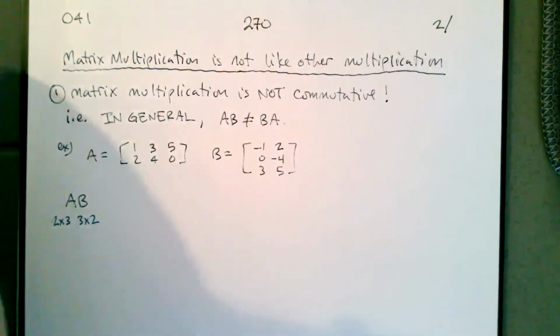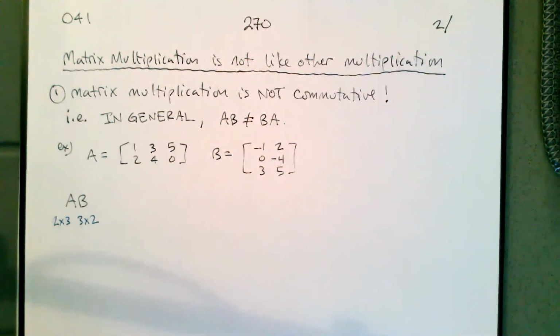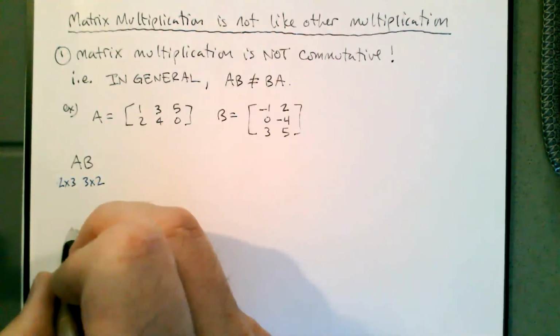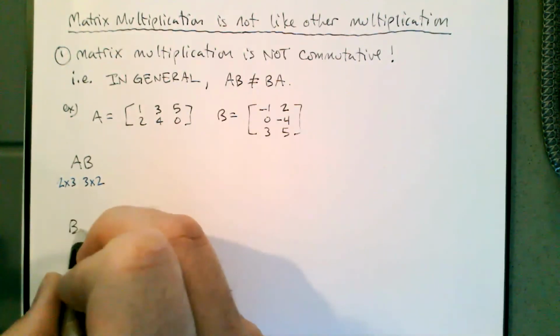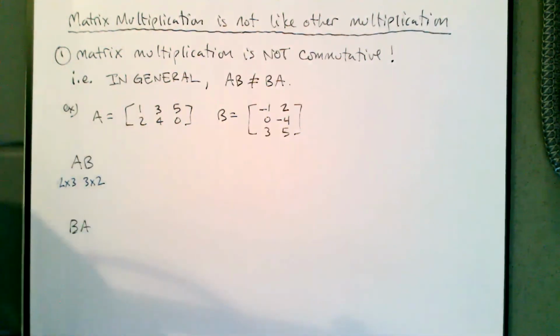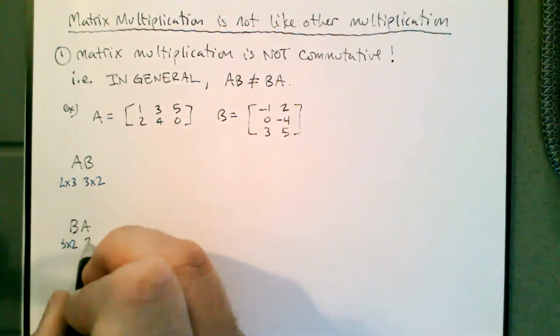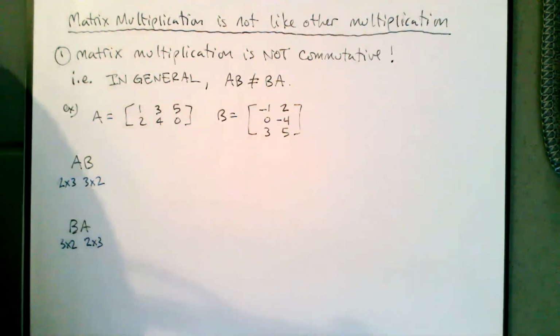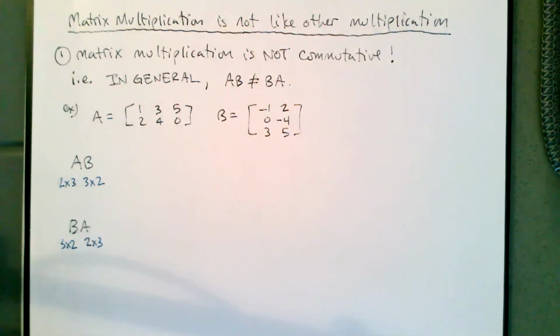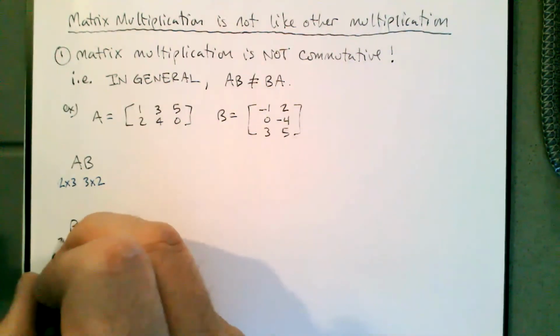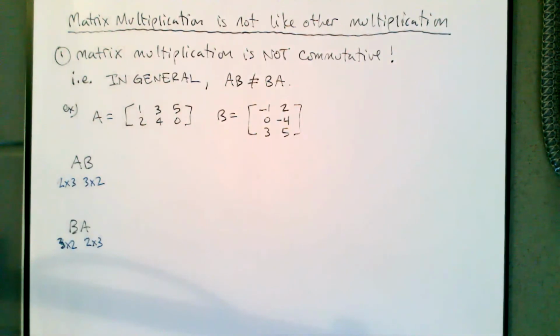Notice that when we multiply B times A, we're going to get a different size matrix entirely. So B times A, B is 3 by 2, and A is 2 by 3. So the result is going to be 3 by 3. AB could not possibly equal BA in this case, because they're going to be different sizes. So let's multiply.